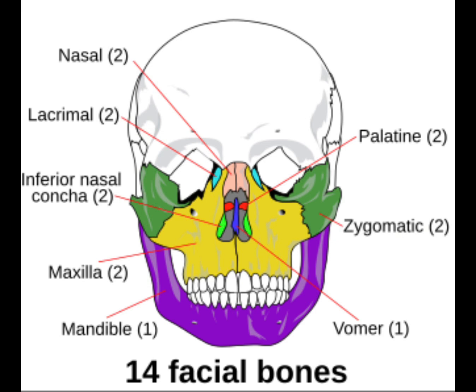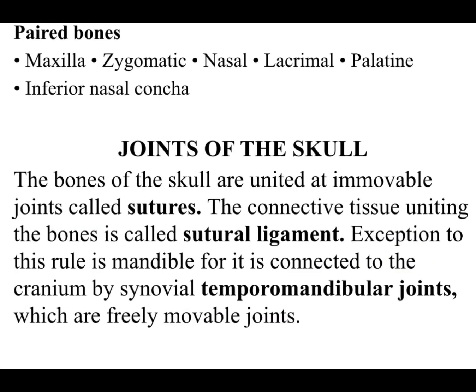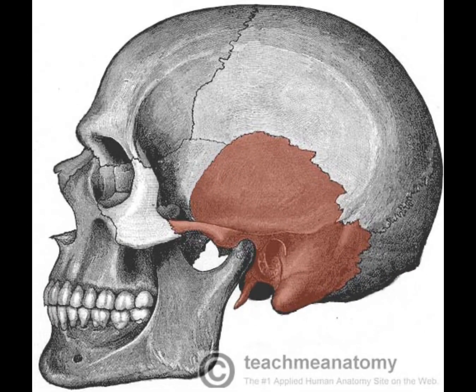Now, one thing you have to understand is very easy, and you have to understand all this I'm explaining to you, because it's very important. The next thing you have to know is the joints in the skull. I told you that all the joints in the skull are held by a suture. A suture is an immovable joint. It's a fibrous joint. It doesn't move. And the connective tissue uniting the bones is the sutural ligament.